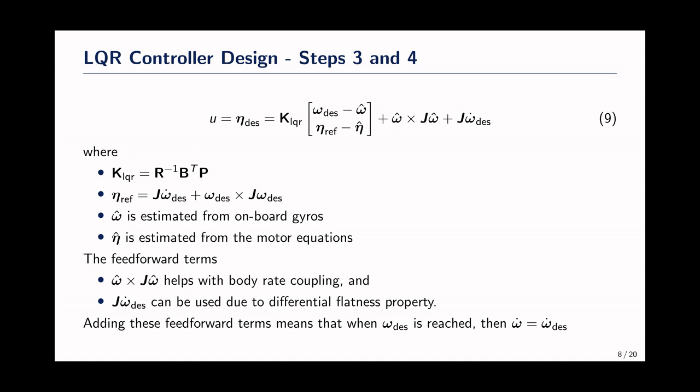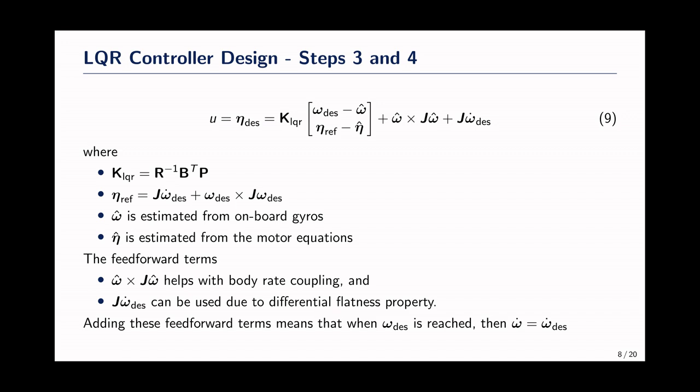where K is equal to R inverse B transpose P. And we can define our U to be equal to negative KX. Now in equation number 9, we've thrown a lot of terms in all of a sudden. First thing to note is that we've added an omega desired, so desired angular rates. We've done that because we don't want to drive our system to 0. We want to drive it to the reference trajectory. So that's the reference term that we're tracking.